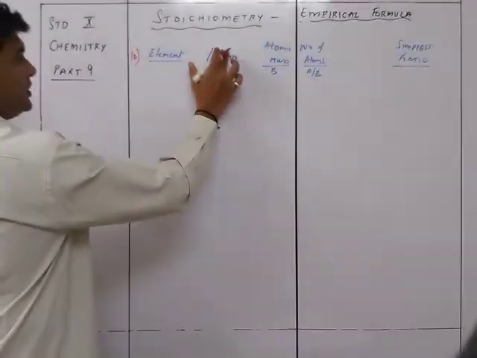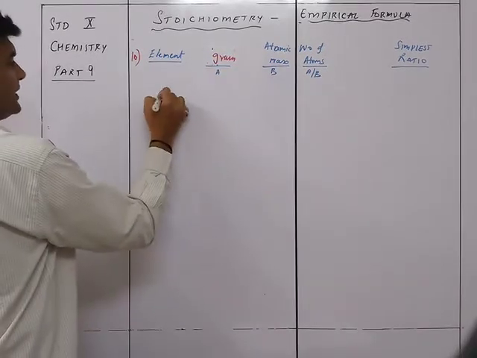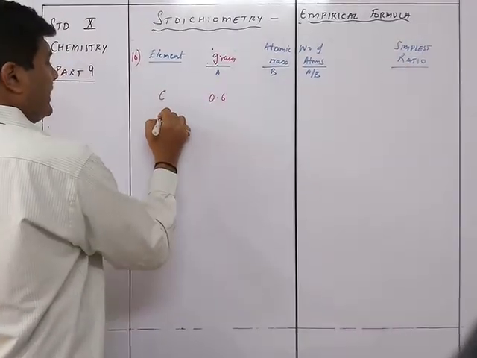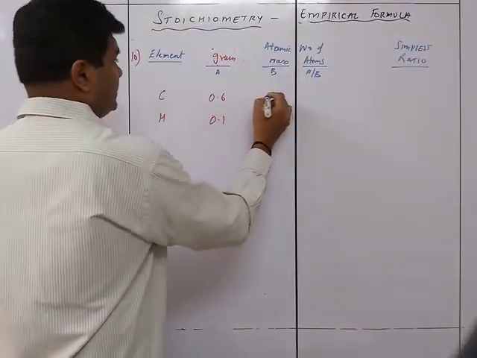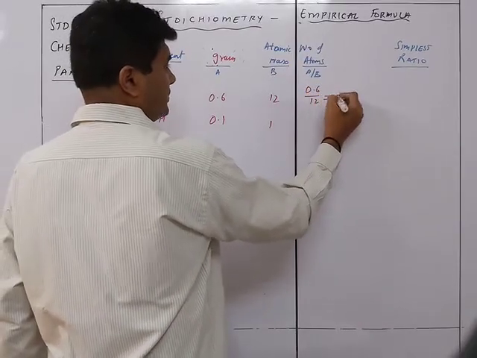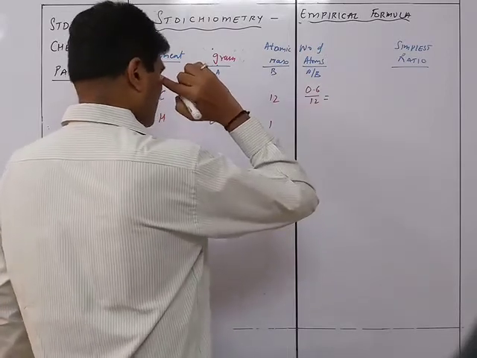You have over here, instead of percent composition, it is grams. So we have got carbon, which is 0.60. So hydrogen is 0.10. This is 12. This is 1. So this is 0.6 upon 12 is equals to 1 upon 2.